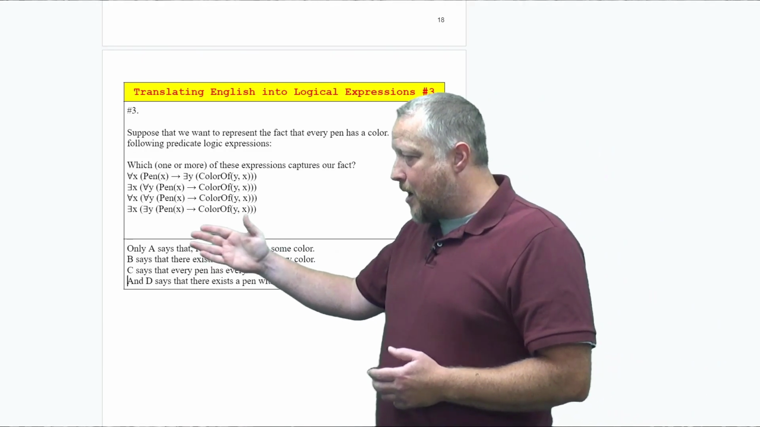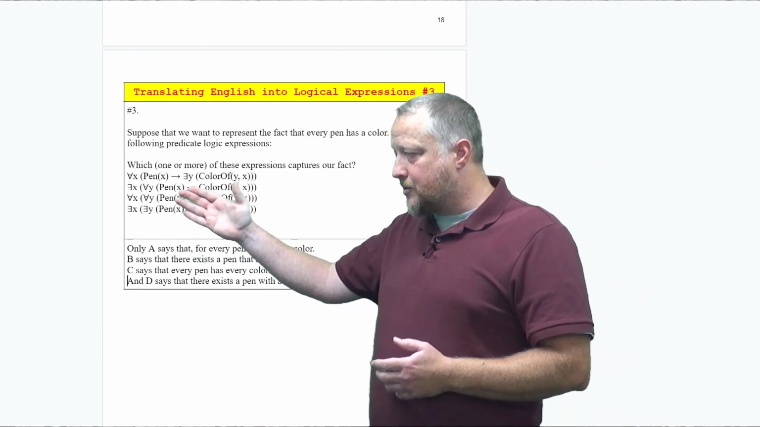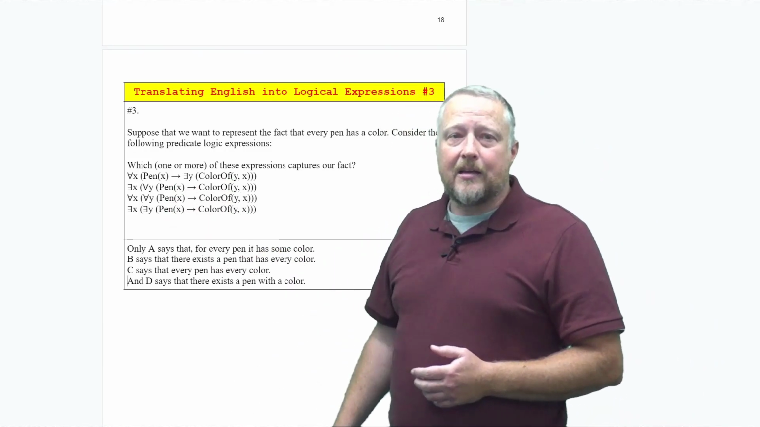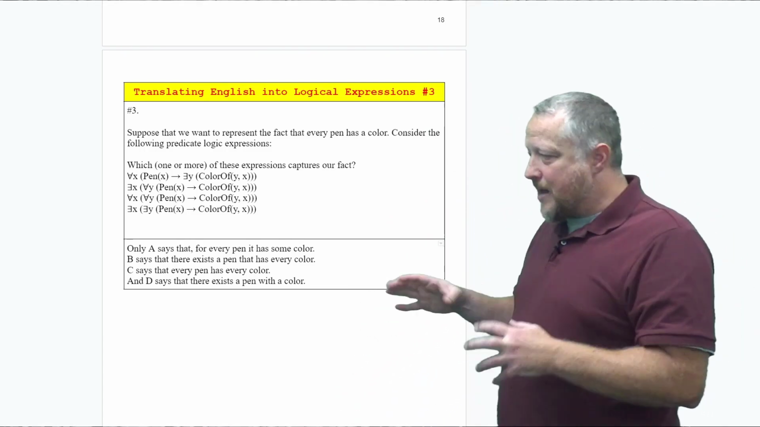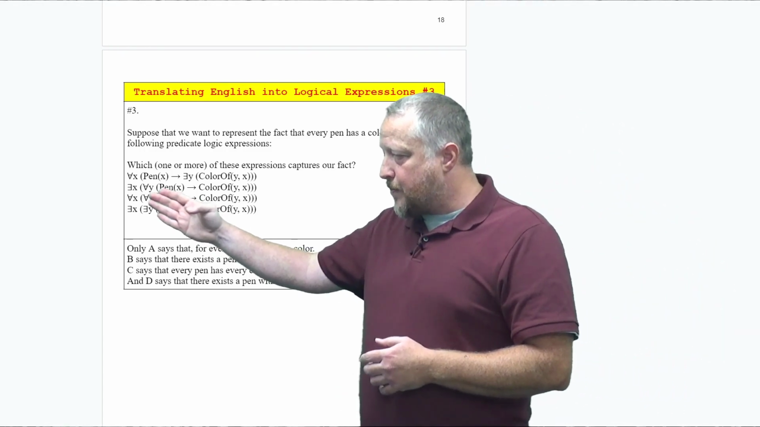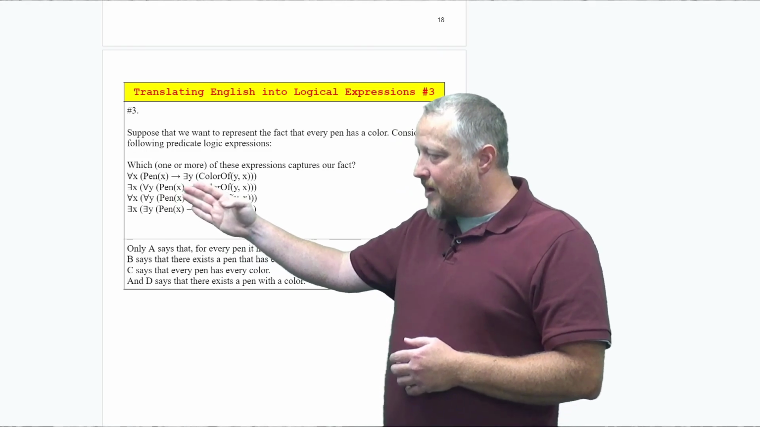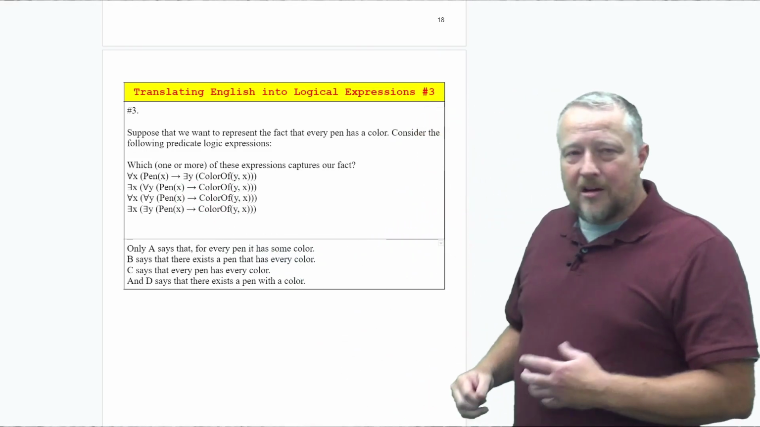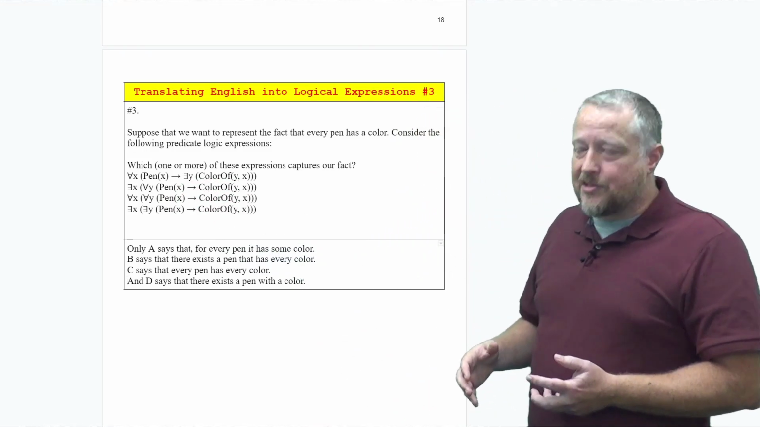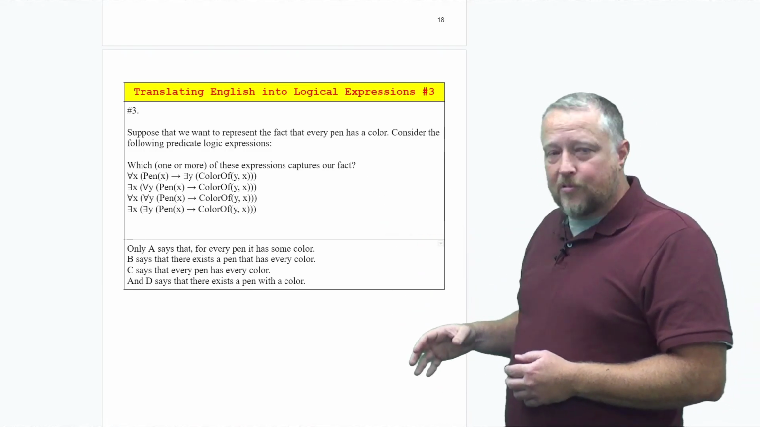Which one has that combination? And frankly, the only one it does is really this A. So A pushes that perfectly. And again, think of it: if it's a pen, then it has to have a single color. That's, or implies, that it has a single color. So that matches that pretty well.